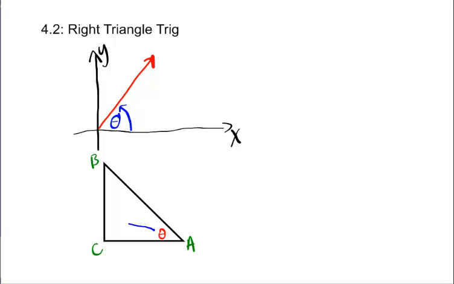All the way across the triangle, on the opposite side of the triangle, is the opposite leg. Right next to the angle theta is the adjacent leg. It's adjacent. It's next to. And of course, the longest side of the triangle is the hypotenuse. Every single time you have a right triangle, you have a hypotenuse, and it's always going to be the longest side.